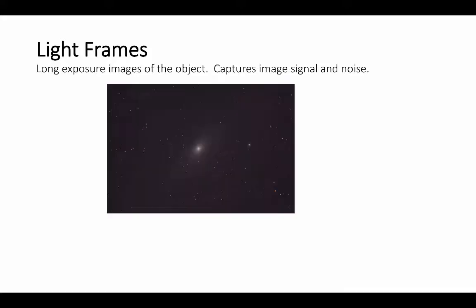Okay, the light frames. Light frames are long exposure images of the object that you're trying to capture. Light frames capture image signal, and they also capture noise. If we take a look at a single light frame, if I were shooting the Andromeda Galaxy, and these frames, by the way, all went into that first image that you saw when I started this video, the image of the Andromeda Galaxy.